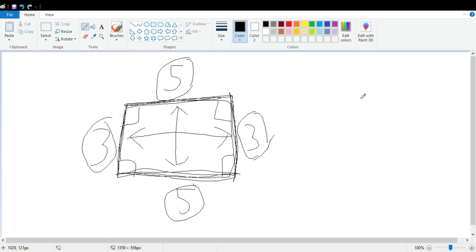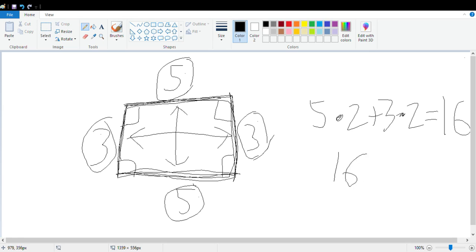So if you do the math and add all these edges right here, it would be 5 plus 5 is 10, plus 3 is 13, plus 3 is 16. Oops, that was a mistake. 5 times 2 plus 3 times 2, because there are two 3s and two 5s, equals 16. So it would be 16 units.